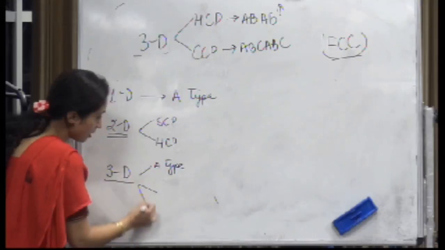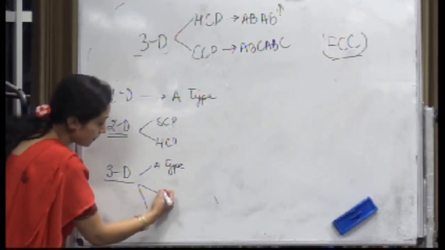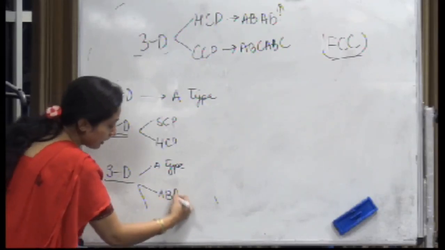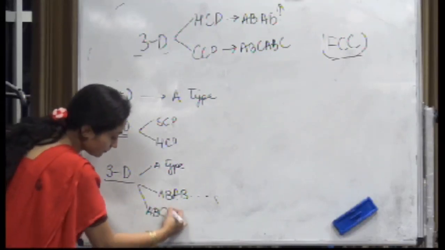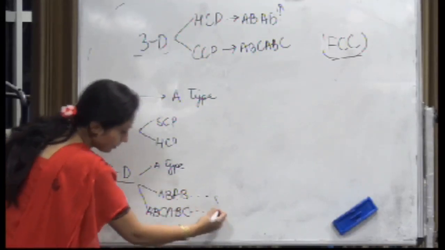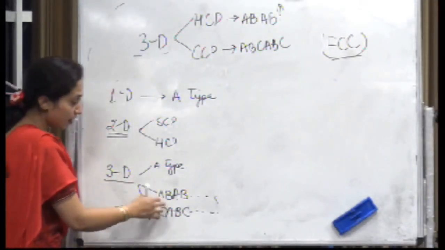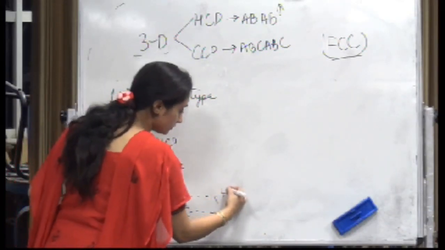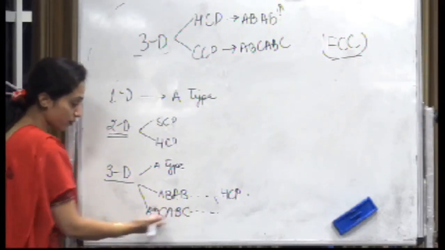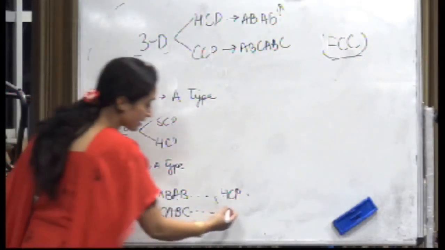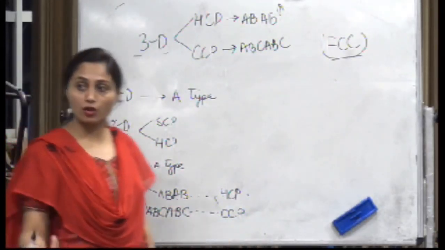And another one that you got from the HCP types were, one was AB type, and the other was ABC type. Alright, one was AB type and the other was ABC type. The one which is AB type was your hexagonal close pack structure, and the layers where you have 3 different types of layers, that is your CCP, which is similar to your FCC also.